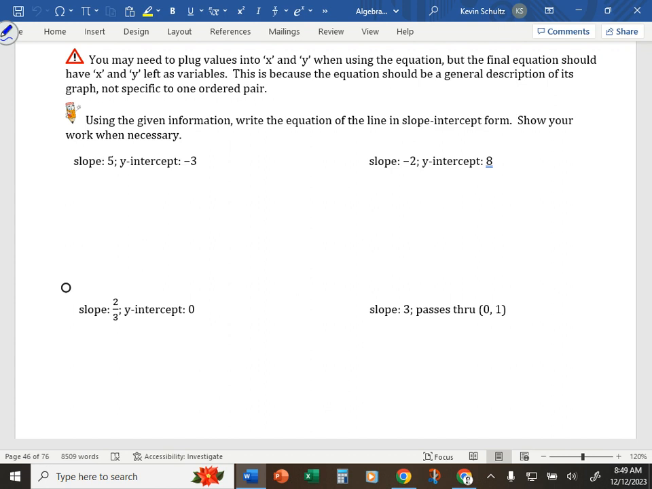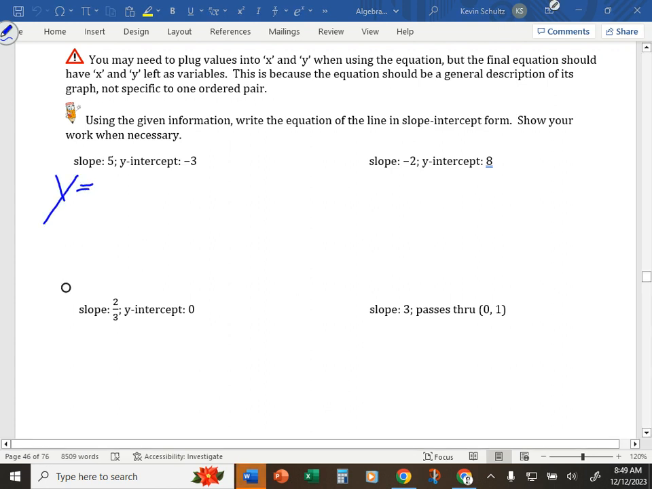Okay, so it's gonna be y equals 5x minus 3.